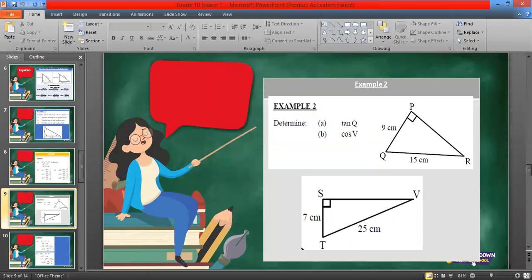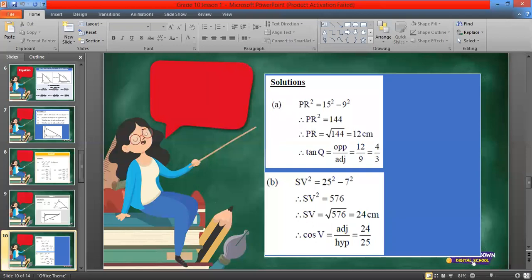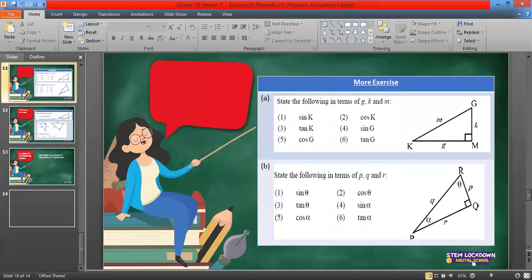Hope you understand that. All right. Now, next example. State the following in terms of G, K, and M.